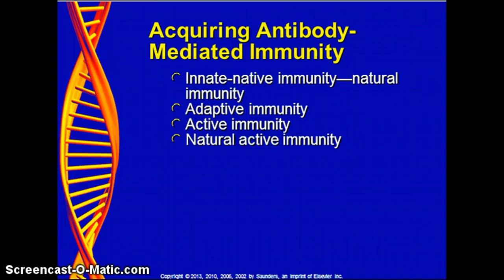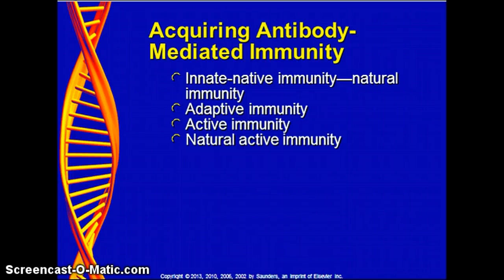If we're talking about different types of immunity with acquired antibody-mediated immunity, we discussed earlier that innate native immunity is natural immunity. It is the inflammatory process. When you think about adaptive immunity, that is the immunity that a person's body learns to make or can receive, and is an active adaptive response to invasions by microorganisms or foreign proteins.